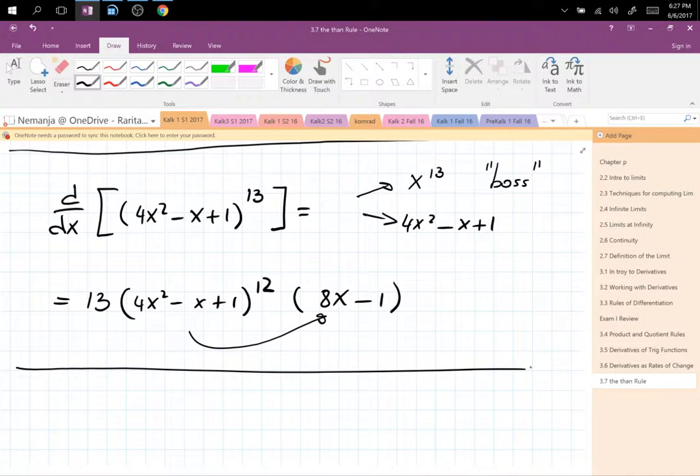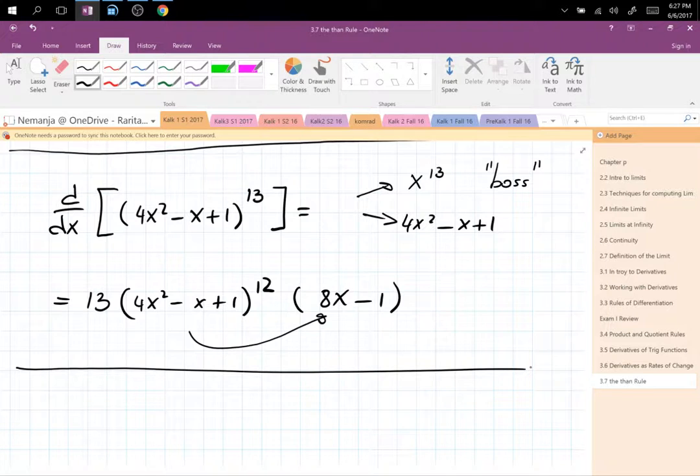I consider the entire parenthesis as x. I know how to take the derivative of x to the 13th. It's 13 x to the 12. So for the moment, I kind of drop from my head that this is complicated. I just say, call it x. So the derivative of x to the 13 is 13x to the 12.